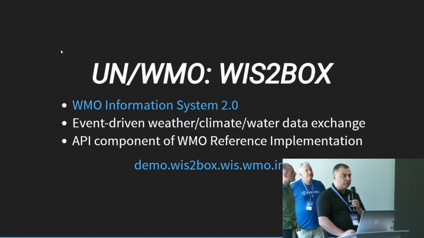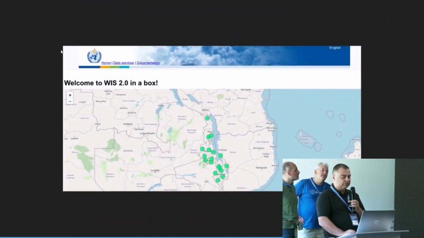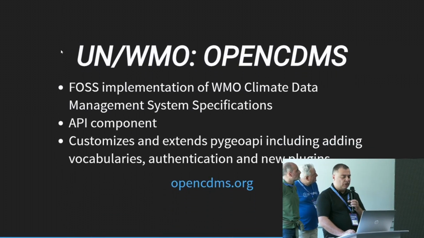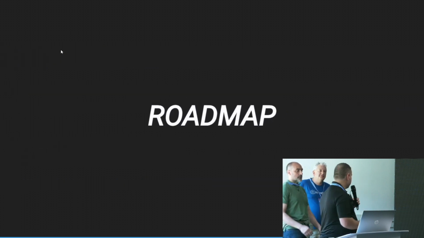From a UN or World Meteorological Organization perspective, there have been a couple of projects that have been using pygeoapi. One is called WIS2Box. We presented on this last year. This is an event-driven data exchange tool, a publication tool for weather, climate, and water data. It has an API component, and that is powered by pygeoapi. We also have another project called OpenCDMS, or Climate Data Management System, for managing climate data, and it serves the same capability by providing the API component there. Gonna move it over to Francesco.